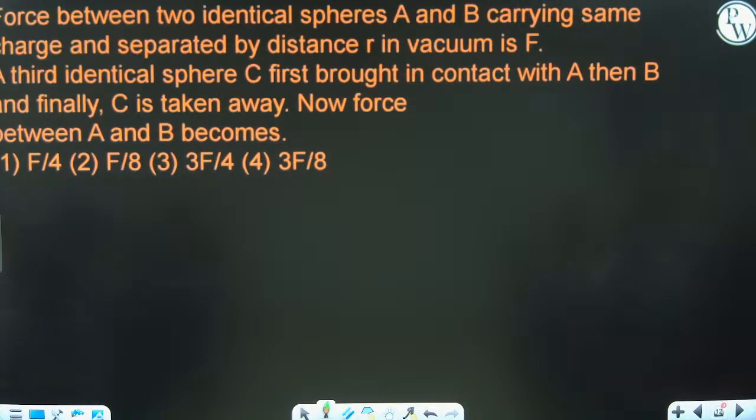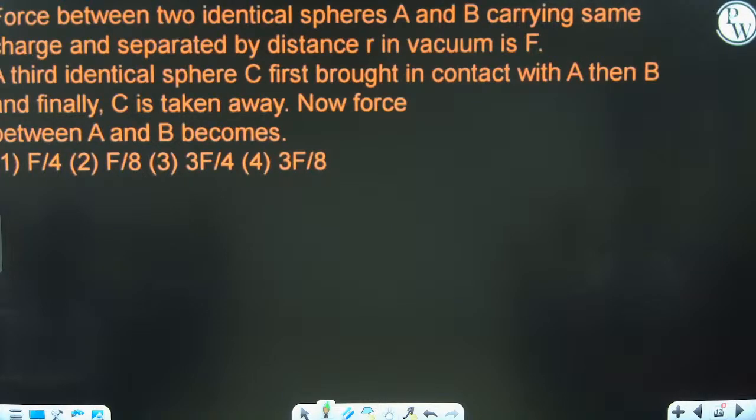A and B have the same charge, and they are separated by distance r, and there is a force F acting between them. We are assuming that they have the charge q, so the force will be k q square upon r square. Correct? Very good. Now A and C are touched. C has zero charge.